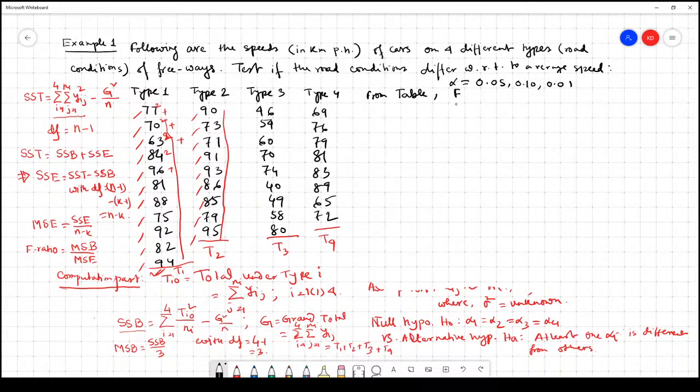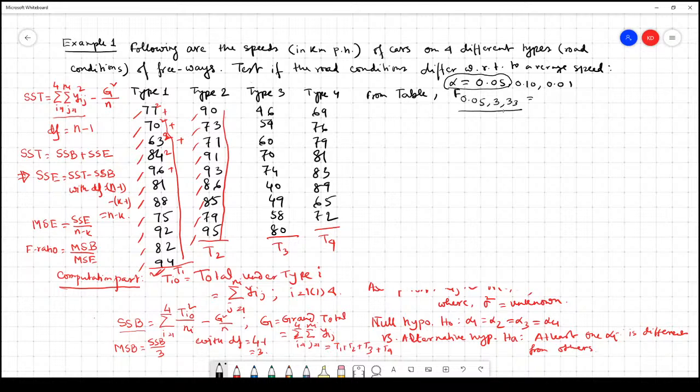Okay. So for given alpha, since alpha is not provided in the example, I assume alpha equal to 0.05, and in that case we compute the critical value at alpha 0.05. The degrees of freedom for SSB is 3, because k is here 4, and n minus k, where n is 37 and k is 4, that means 33. So from the table you can find this value.